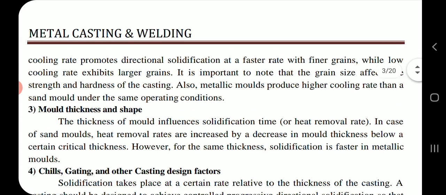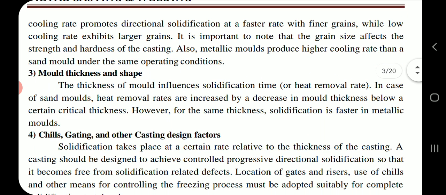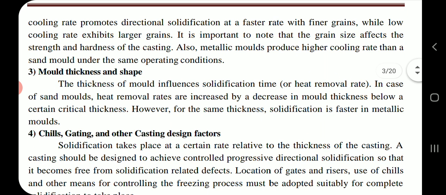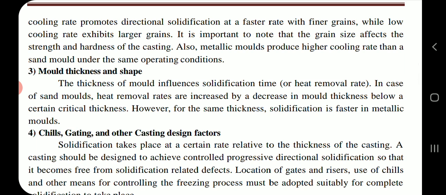High cooling rate promotes directional solidification at a faster rate with finer grains, while low cooling rate exhibits larger grains. It is important to note that the grain size affects the strength and hardness of the casting. Also, metallic molds produce higher cooling rate than a sand mold under the same operating conditions.